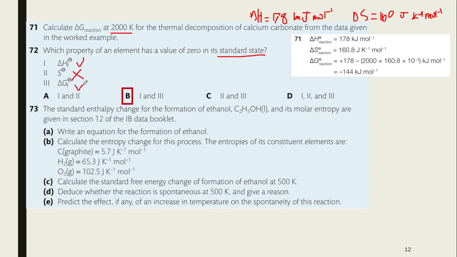Letter A says write an equation for the formation of ethanol. Okay, so you want to form ethanol, specifically 1 mole of ethanol from the elements in their standard state. So we need to include carbon, hydrogen, and oxygen to get our C2H5OH. And that's what we see there. Carbon is graphite in standard state, hydrogen is diatomic, and it's a gas, and oxygen is also a diatomic gas. The coefficients must equal what we have for the number of atoms for each element on the right-hand side.